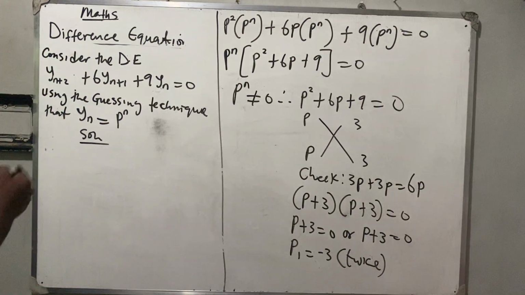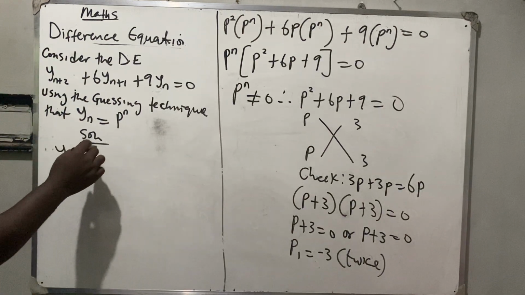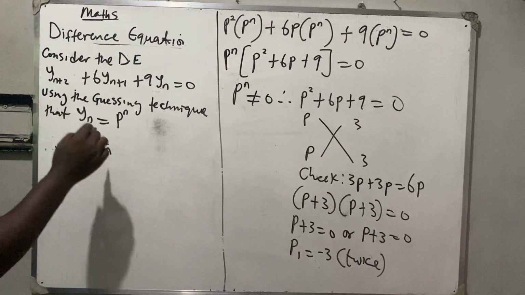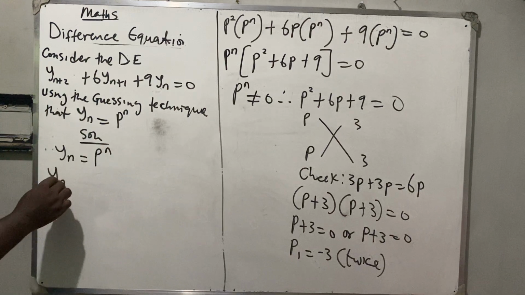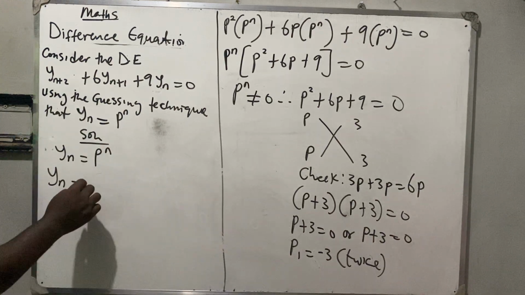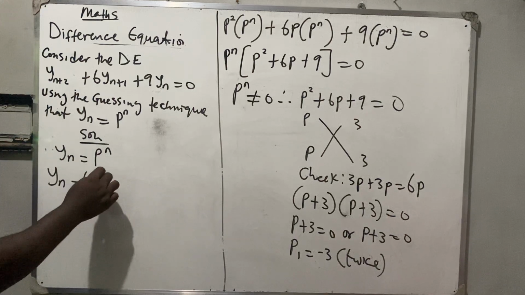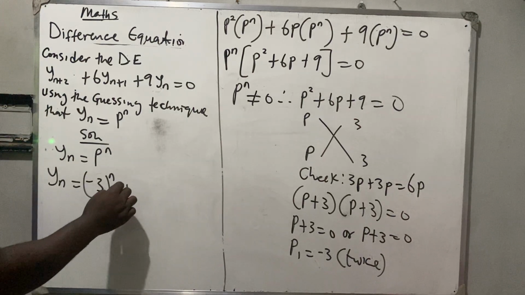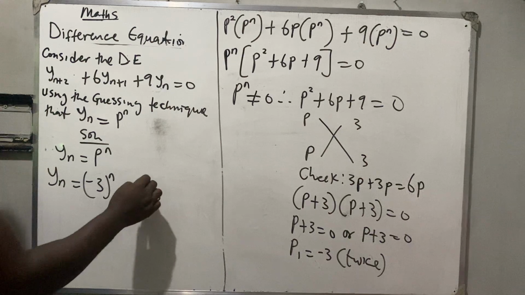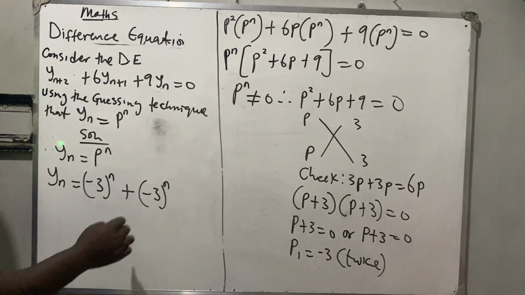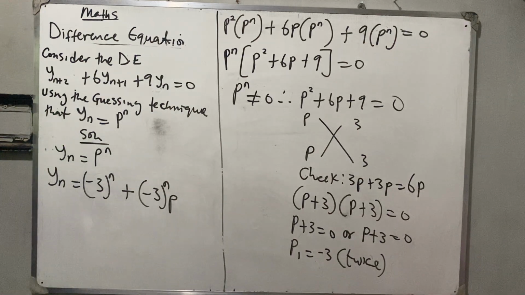So if you now come here, look at how your answer will look if you have the same result. Our y_n will be p raised to power n, so our y_n will be minus 3 raised to power n, plus the repeated minus 3 raised to power n. I think you should attach p to it. I think that is how it is done. Let me check again.